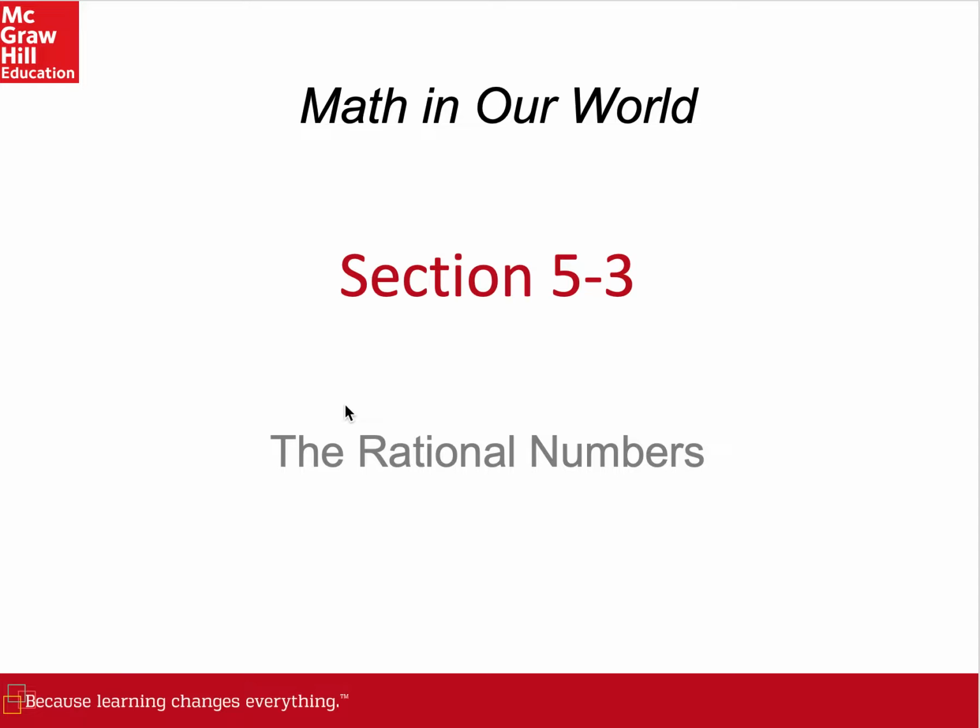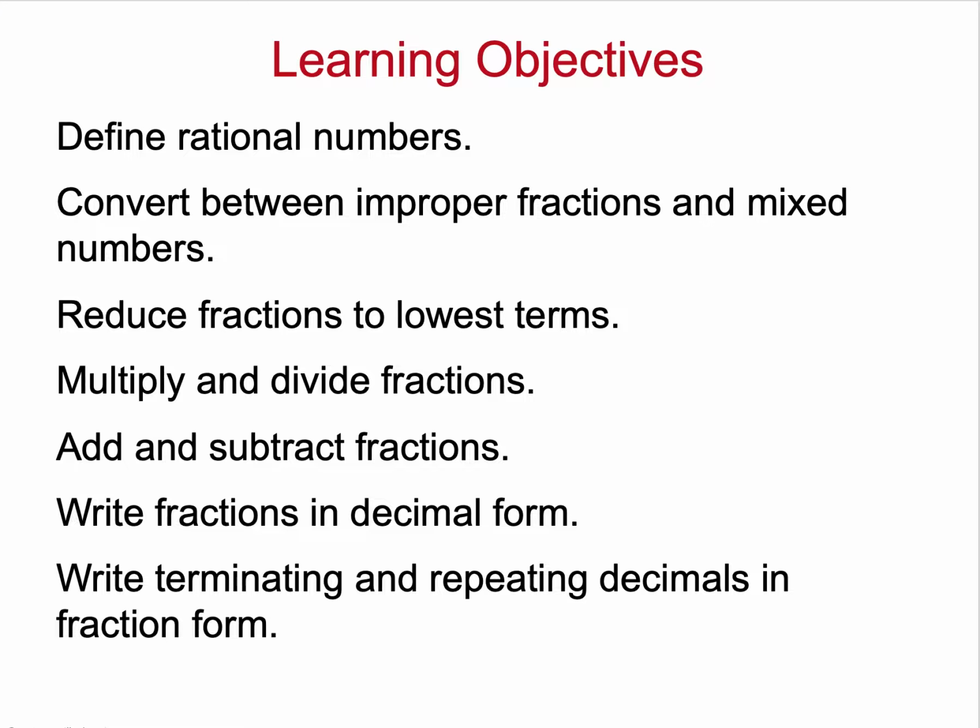So we're going to take a look at rational numbers in Chapter 5, Section 3. We want to be able to define them. We want to be able to convert between an improper fraction and mixed numbers. We want to be able to reduce fractions and do arithmetic with fractions, as well as write them as decimals.